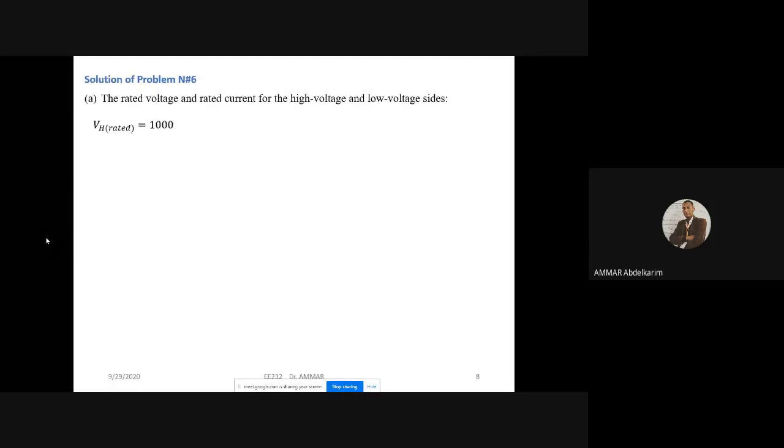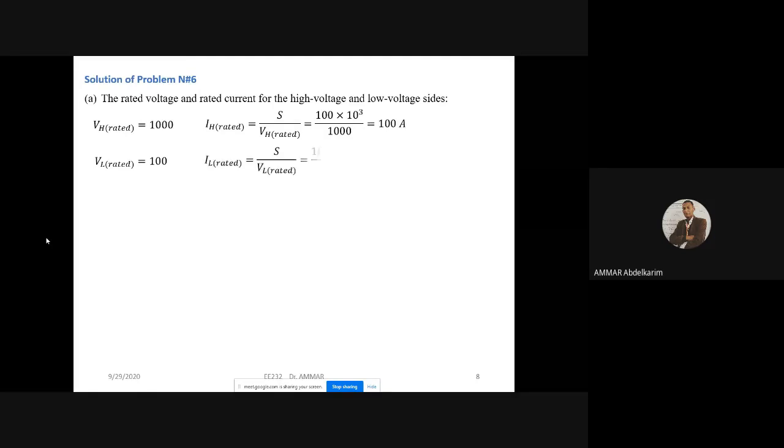So here the rated voltage and rated current for the high voltage and low voltage side. The voltage of the high voltage side is 1000, and the current of the high voltage side is S over V_H and equals 100. The voltage of the low voltage side is 100, so the current is S over 100, so it's equal to 1000.